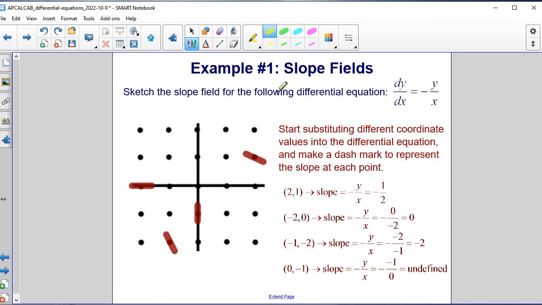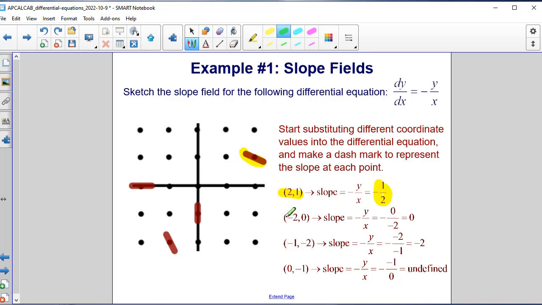I'll use a yellow highlighter for the first one. At the point (2, 1), I replace y with 1, x with 2, and I get the slope of negative 1/2. So when I go to the point (2, 1), you'll see right here is a dash mark that has a slope of negative 1/2.